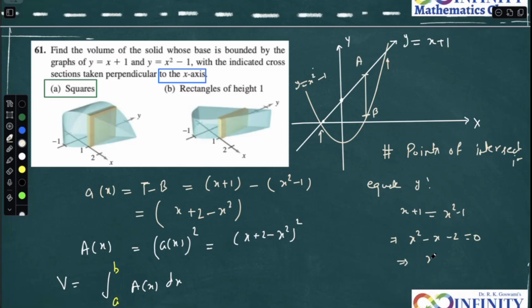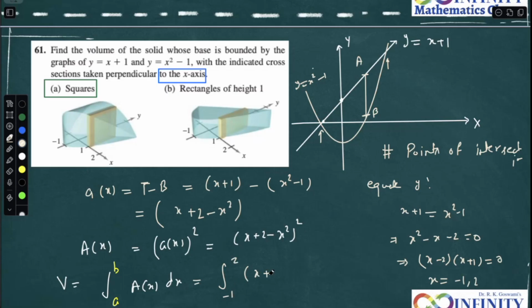Can you please help me? What may be the factors there? So it would be x minus 2 and then x plus 1. So is it going to be the values minus 1 and 2? Agreed? Yes. So now I get the lower limit is minus 1, and the upper limit is 2.